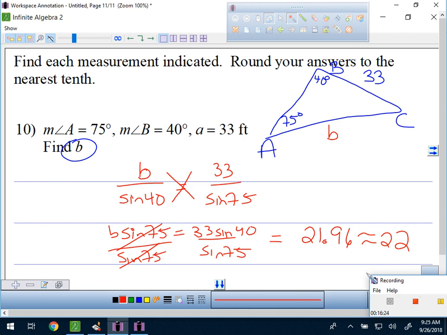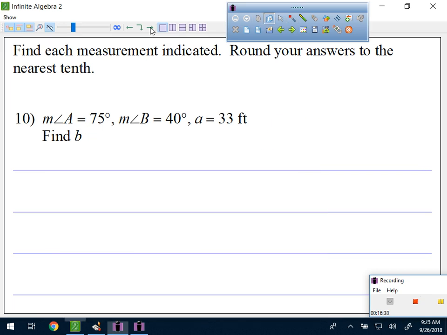But just the biggest thing, guys, if it doesn't say it's a right angle, you can't assume that it's a right triangle. You use law of sines without a doubt. All right, that's number 10. Number 11, I think, is similar. It just wants you to find the angle. So let me show that to you.